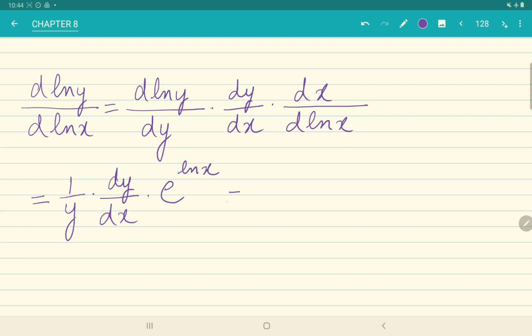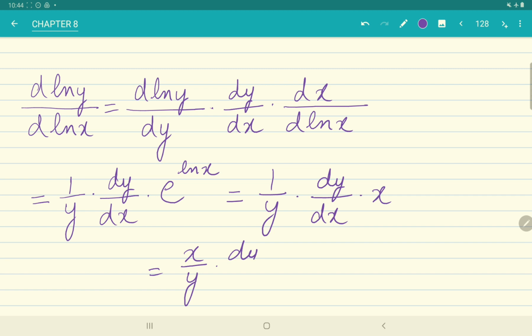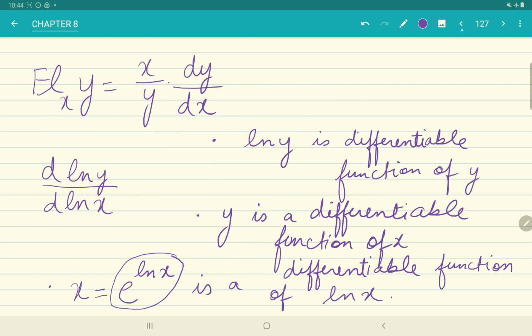So this can then be written as 1 by y dy by dx x, which is equal to x by y dy by dx, and this is nothing but the elasticity of y with respect to x. So now it's clear to us that elasticity of y with respect to x is nothing but the double logarithmic derivative d ln y by d ln x.